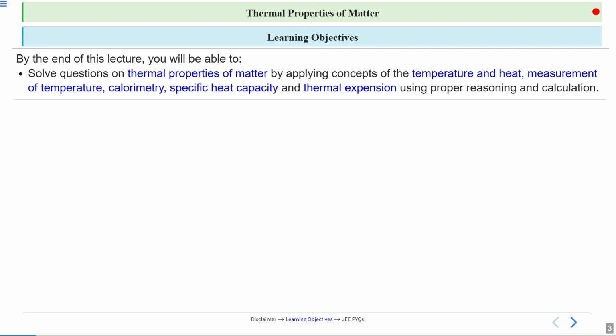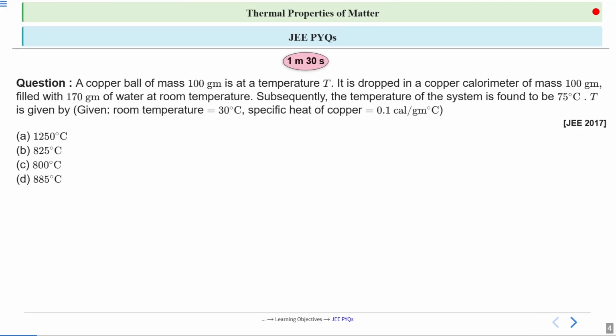All right. So the question is, a copper ball of mass 100 gram is at a temperature T. It is dropped in a copper calorimeter of mass 100 gram filled with 170 gram of water at room temperature. Subsequently, the temperature of the system is found to be 75 degrees Celsius. T is given by what?